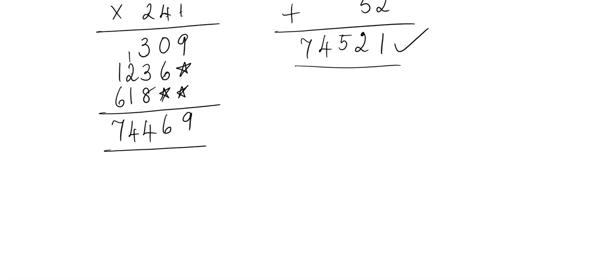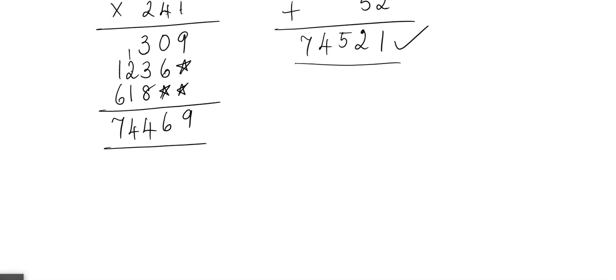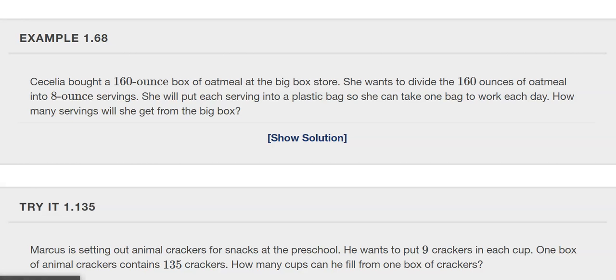Now that we've seen long division, we are now ready to go for a word problem. So let's look at this example. Okay. We have Cecilia bought a 160-ounce box of oatmeal at the big box store. She wants to divide the 160 ounces of oatmeal into 8-ounce servings. She will put each serving into a plastic bag so she can take one bag to work each day. How many servings will she get from the big box?